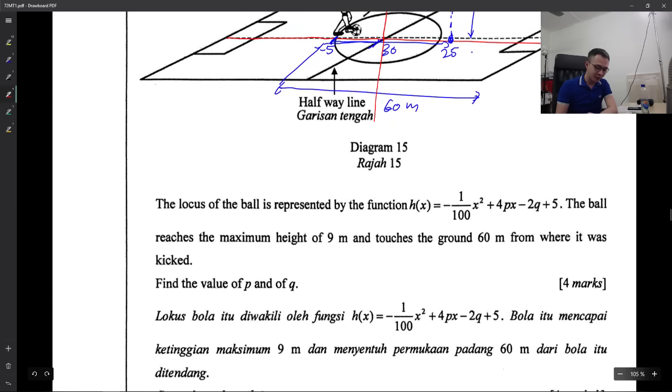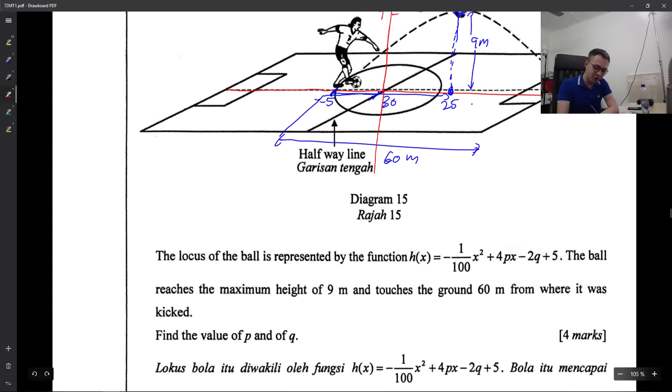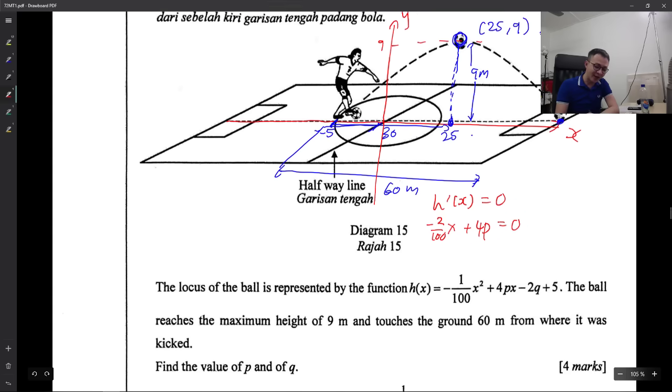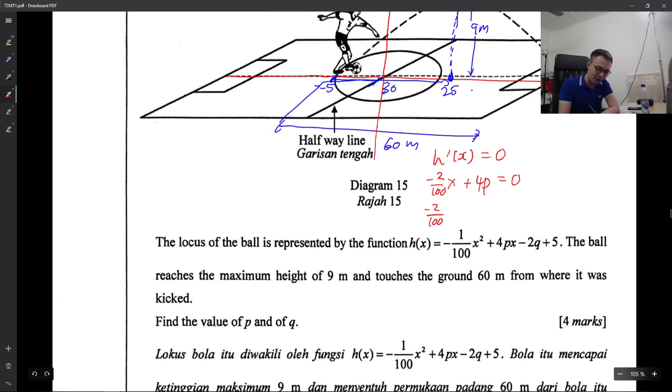Alright, so right now we got the maximum point already, and we know this one actually is a curve. Since I know the maximum point and I have its coordinate, I guess the easiest way is to do dy/dx. So I will differentiate f(x) and make it equal to 0 because I want to find the maximum value, right? If I differentiate, I should get -2/100 x + 4p = 0. And I know my x value is 25, right? I will substitute the 25 into here: -2/100 times 25 + 4p = 0. Then I will solve this one.